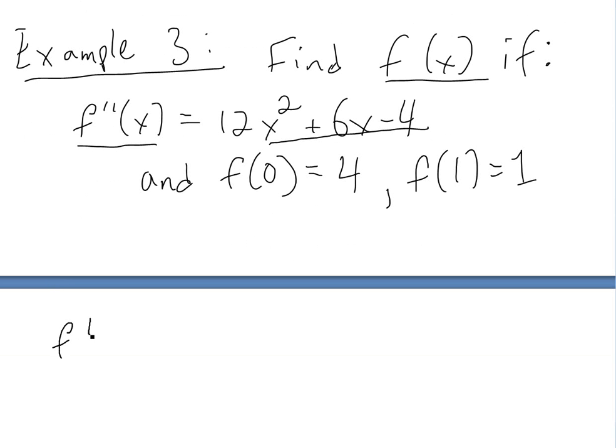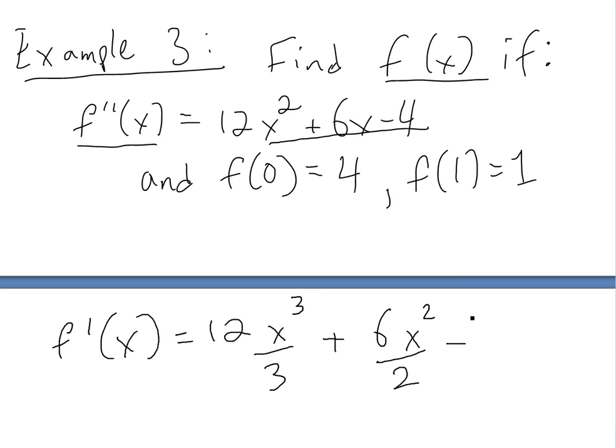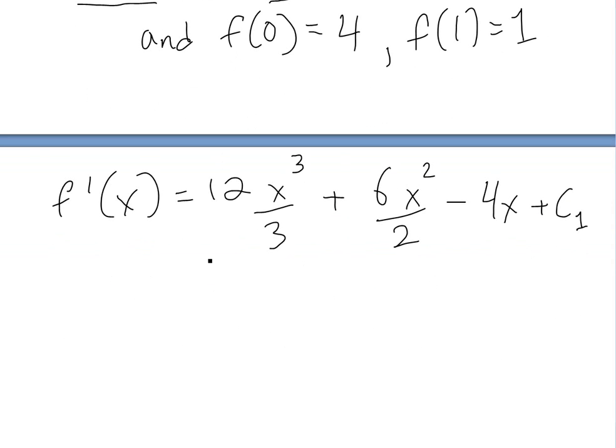The first one is f prime of x in this case, and we just apply the same antiderivative rules in the table above. So this one is equal to 12x to the 3, add 1, and then put a 3 over it, because when you take the derivative, it's going to be x squared. Then plus 6 is going to be x squared over 2. And minus 4, the antiderivative is just 4x, since the derivative of that is just negative 4. And then plus a constant. We'll call this c1. Okay, so we have one constant there.